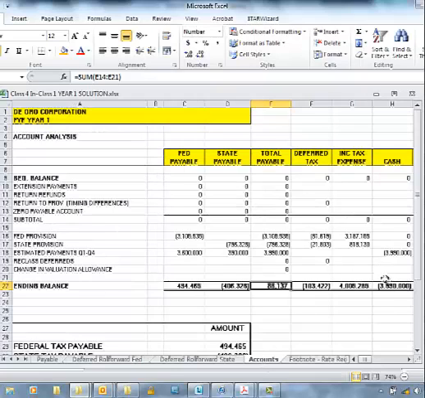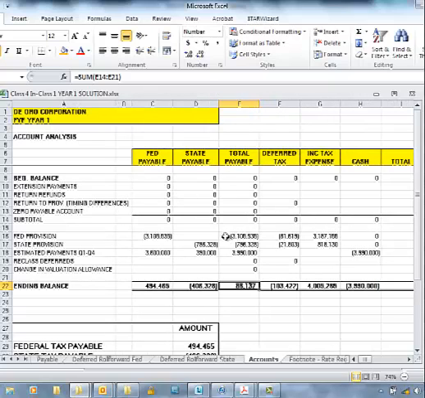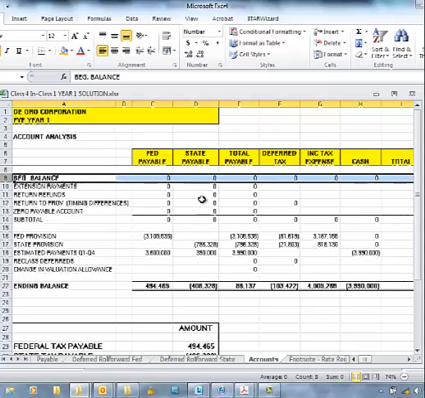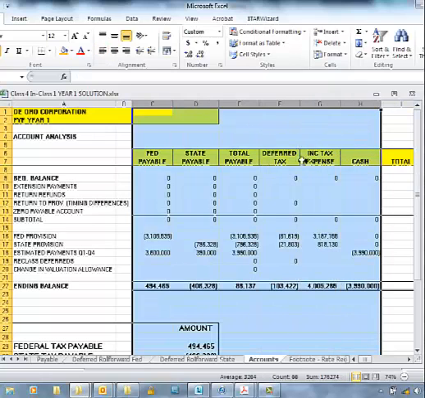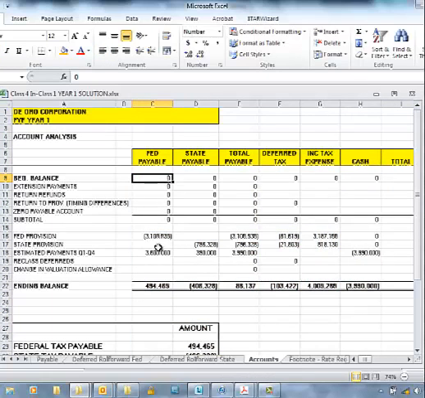Okay, accounts. All right. My beginning balance is 0. You can see I have all these columns for my accounts. I'm going to explain how I get from 0 to my ending balance. 0 to ending balance. All right? That's what we're going to do.